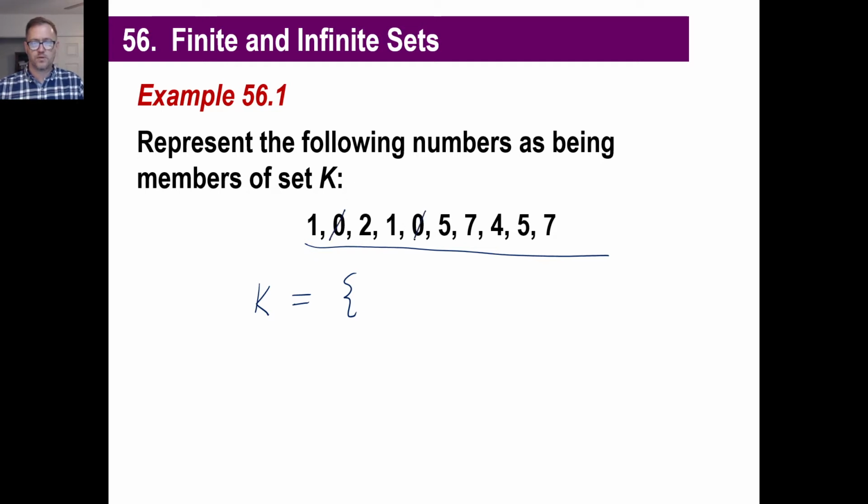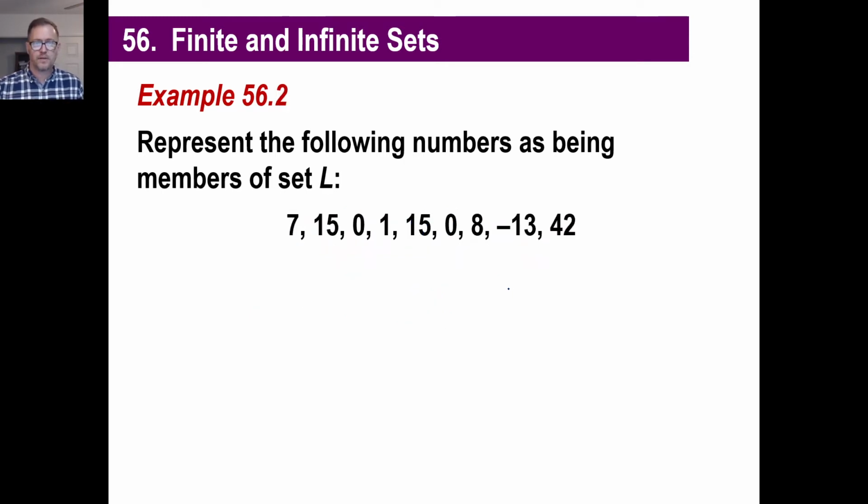So I'll go, 0 is a member. You can just put it once if you want. 1 is a member of the set. Where are we at here? 2, that's a member. Okay, we got 4, there's a 5 in there, and there's a 7 in there. Okay, there we go. And that's how you could just represent set K. Do it like that. That's a finite set. There isn't an infinite number of numbers in that. There they are right there.